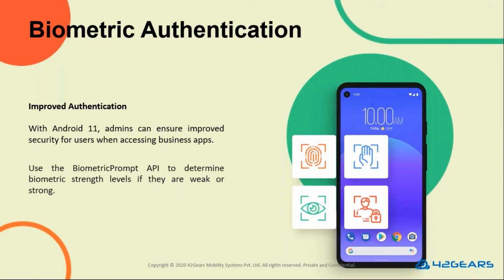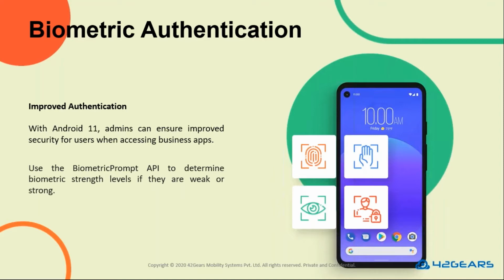To overcome this issue, with Android 11, Google has improved identity and security features involving business applications. Now, the admin will be able to use the biometric prompt API to determine the biometric strength level, whether weak or strong. For your particular work application, suppose your device is in BYOD mode or is an employee-owned device, in that case you can put biometric authentication on your work application. So your work data or corporate data will always be more secure than the usual data.